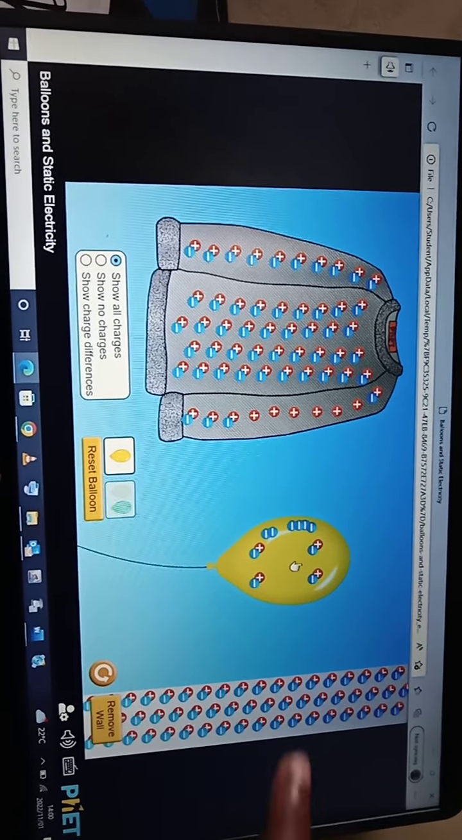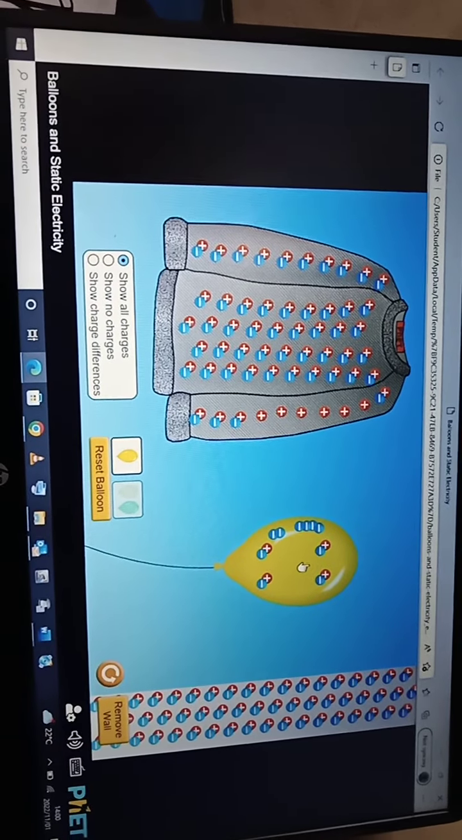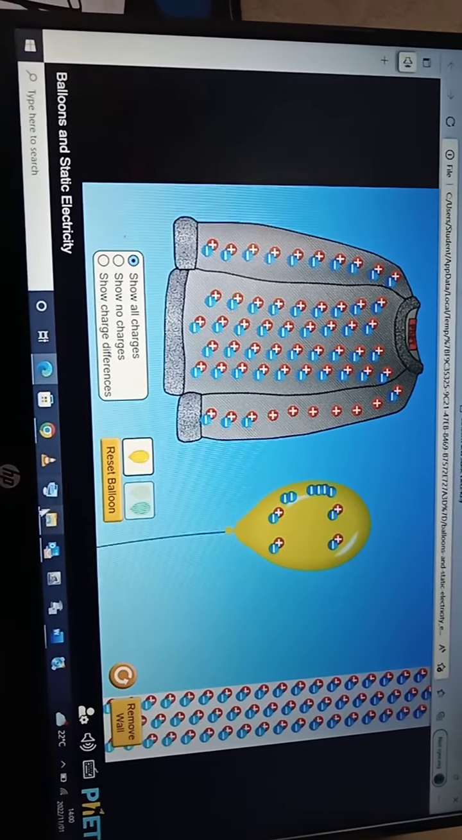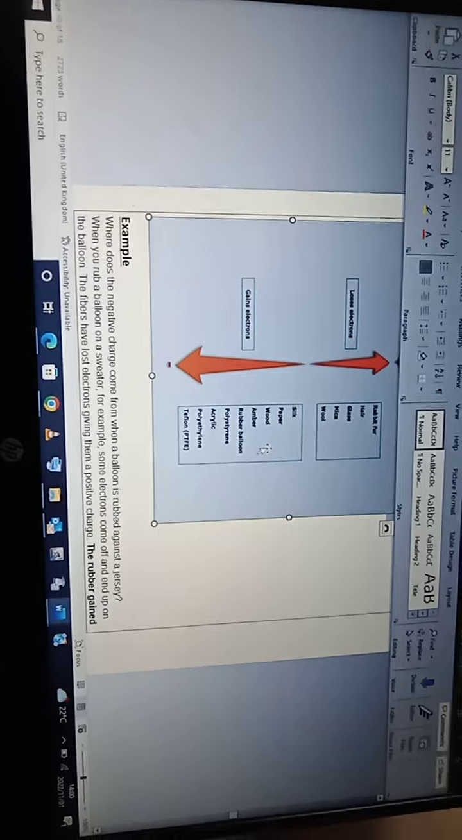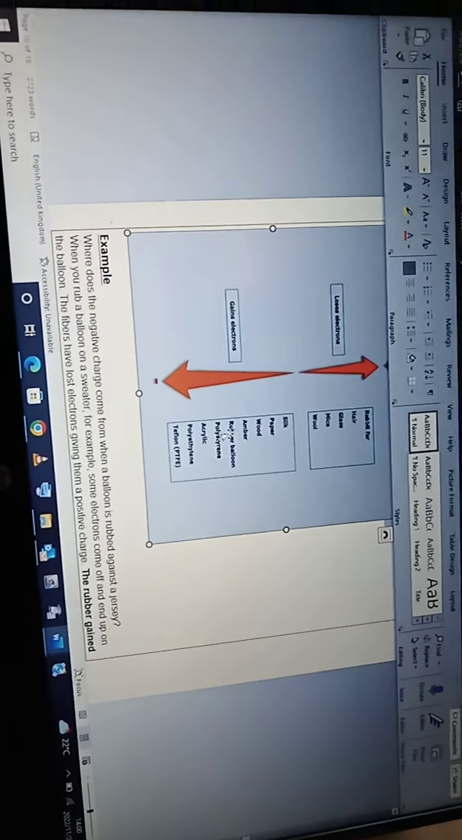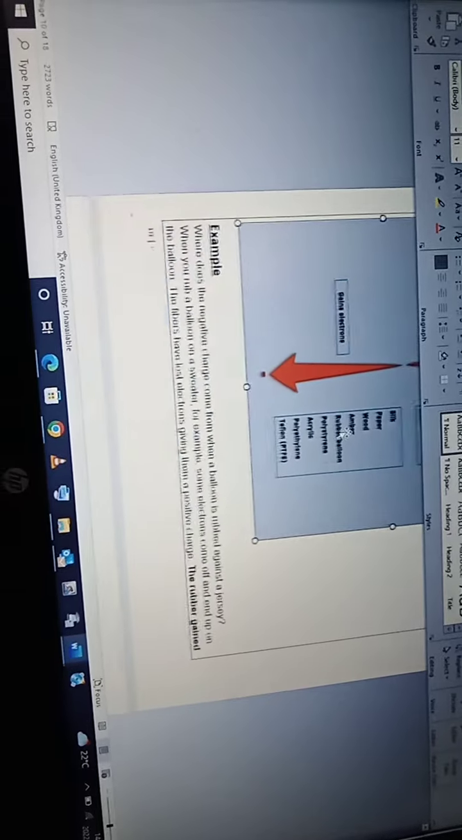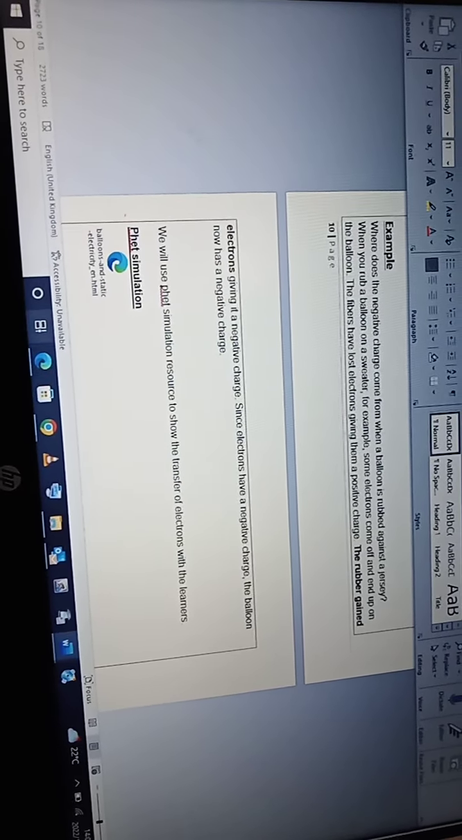How many electrons has it gained? It has gained 1, 2, 3, 4, 5. So that's how it works. So we're just gonna go back to our slides. As I've said, the balloon usually tends to gain electrons, and the wool tends to lose electrons. So now I'm just gonna play another PhET simulation just for the interest sake of the learners.